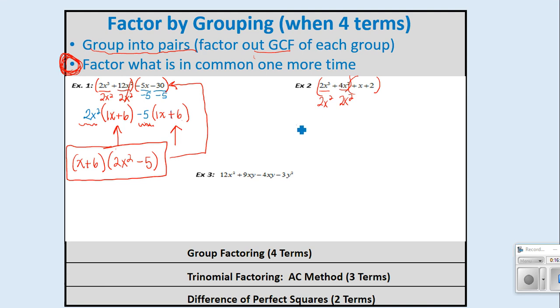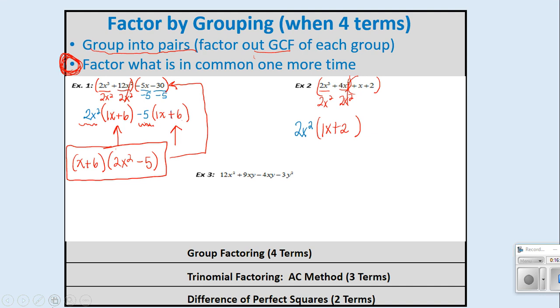Okay, so I'm going to write 2x squared. When I take out the 2x squared, what's left over? Well, 2 divided by 2 is 1. X cubed divided by x squared is 1x. 4 divided by 2 is 2. And then the x squareds cancel. Okay, now let's look at the next group.